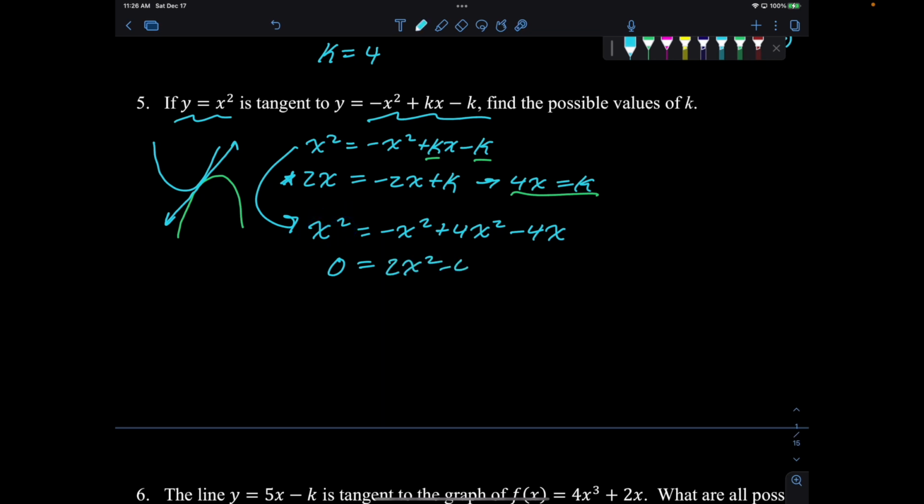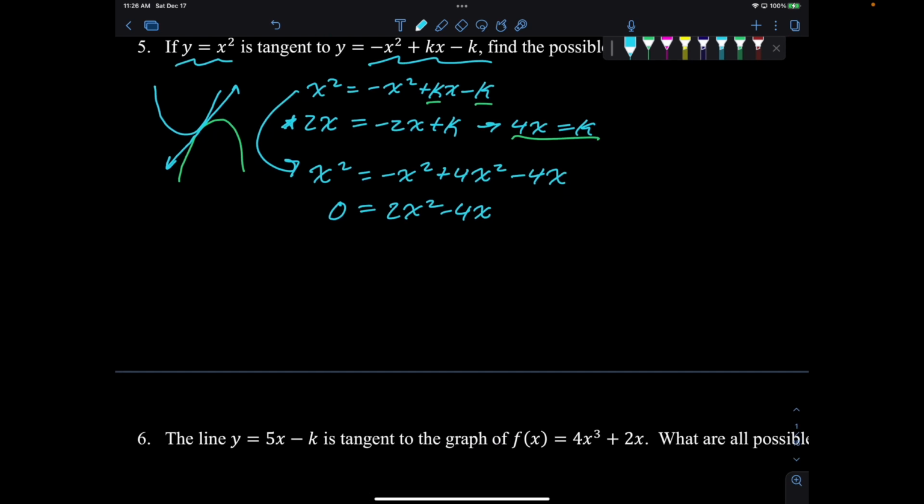2x squared minus 4x. I'm going to factor x out. We're getting multiple k's here. 2x times (x minus 2). So then either x is 0 or x is 2.